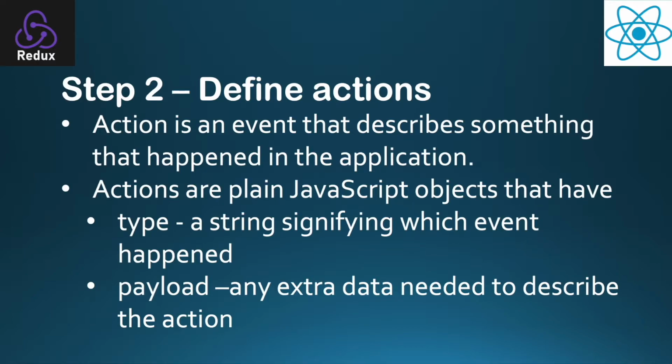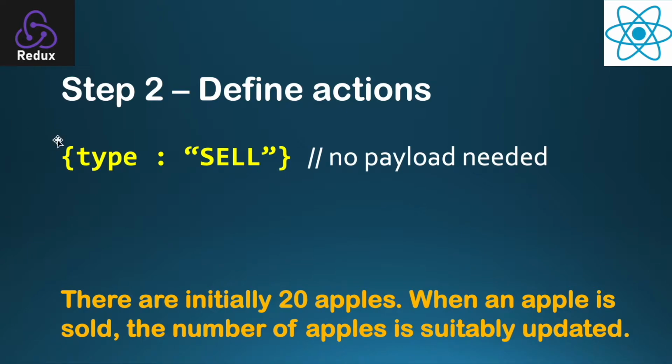So this payload is typically a JavaScript object. So here in this case, what we need to define is just an action sell, which means we have sold one apple. We don't need a payload because we sell one apple at a time, and type is sell. So this tells us that we have sold an apple. So this is an action.